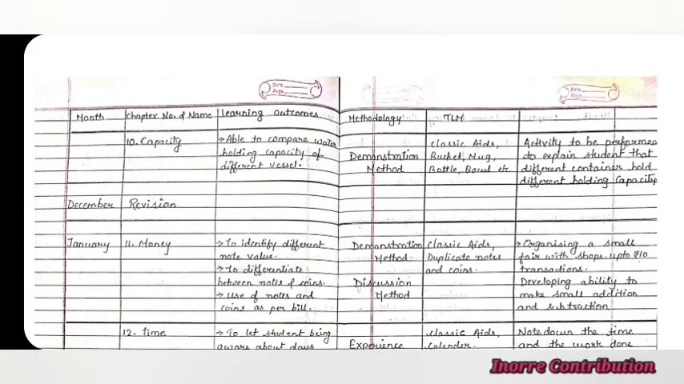Chapter number 11, money. Learning outcome: to identify different note values, to differentiate between notes and coins, use of notes and coins as per bill. Method: demonstration method and discussion method. TLM: classic aids, duplicate notes and coins. Activity: organizing a small fair with a shop up to ₹10 transactions, developing the ability to make small addition and subtraction.